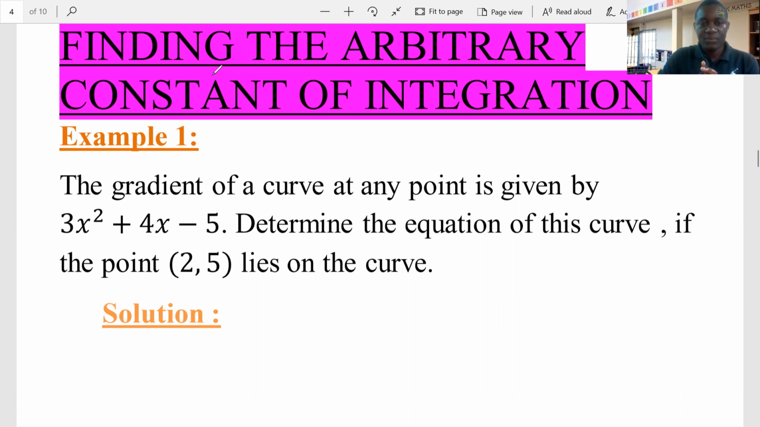This given to us is our gradient function, of course that means that's our dy/dx. Then we are told also that the original y function we have to find passes through this point (2, 5). We're going to see how we apply the coordinate values at this point, and then get the original y function having the constant c already found. So let's get to work.